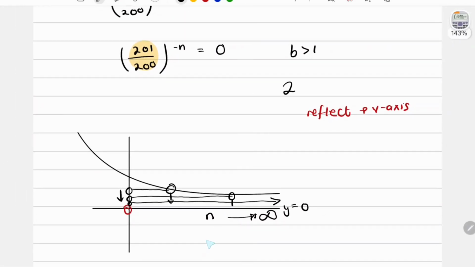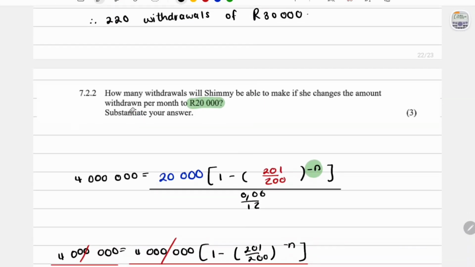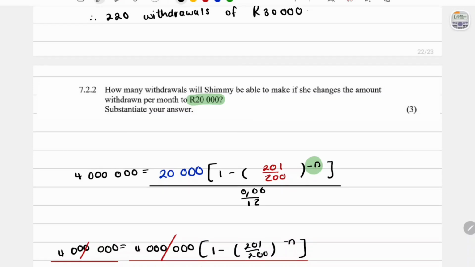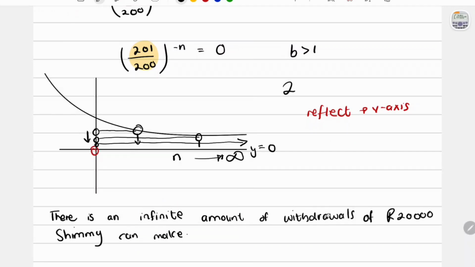So in a nutshell, I'll really just say that for the answer for n in the context of this question, because they specifically want us to tell them the amount of withdrawals per month, I'll tell them that there is an infinite amount of withdrawals that you can make. So there is an infinite amount of withdrawals of 20,000 Rand that Shimi can make.